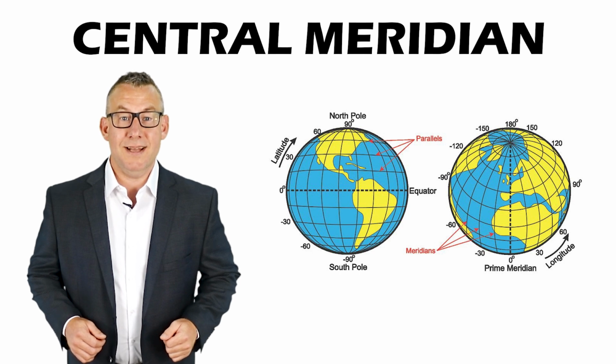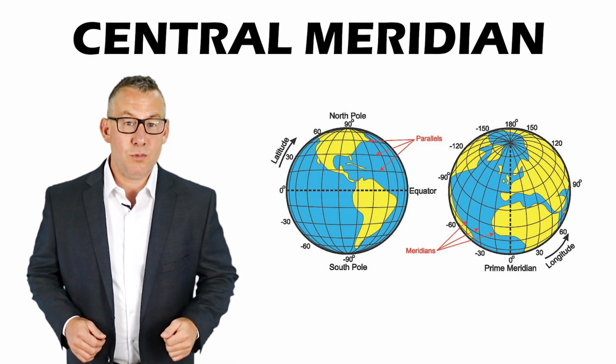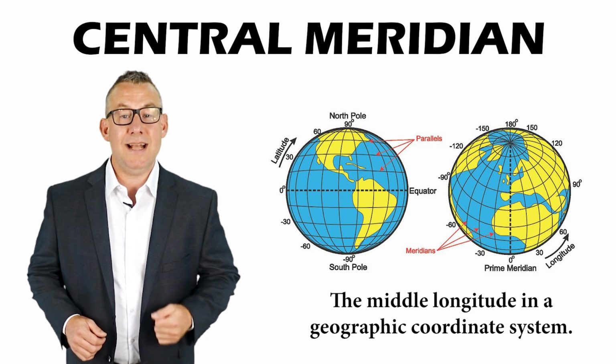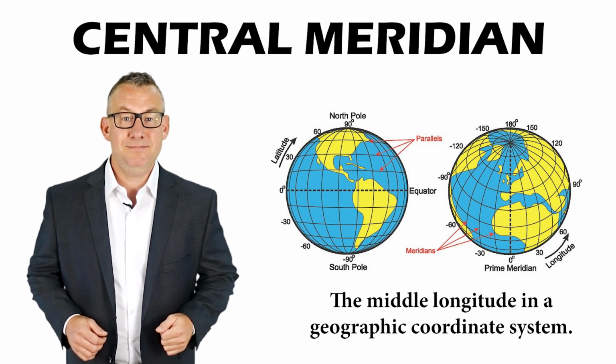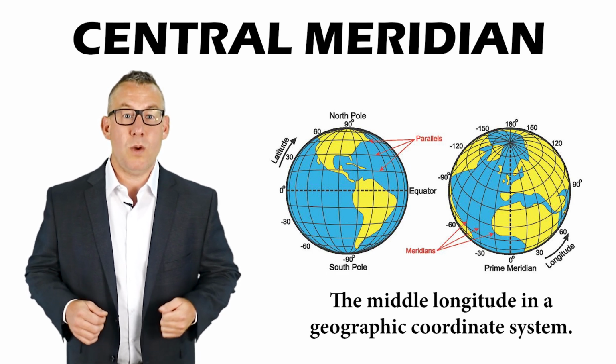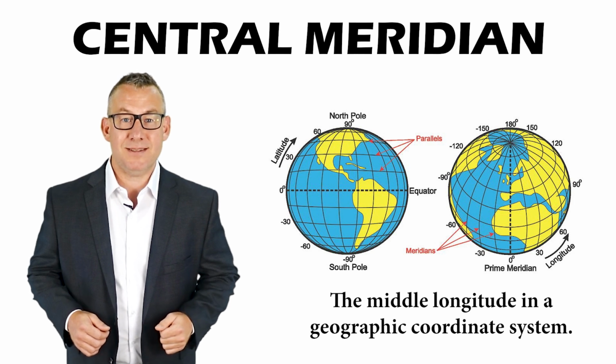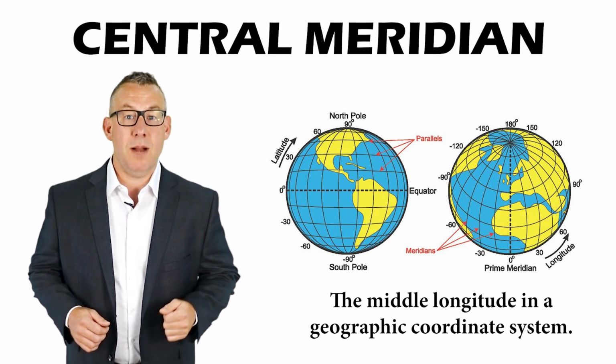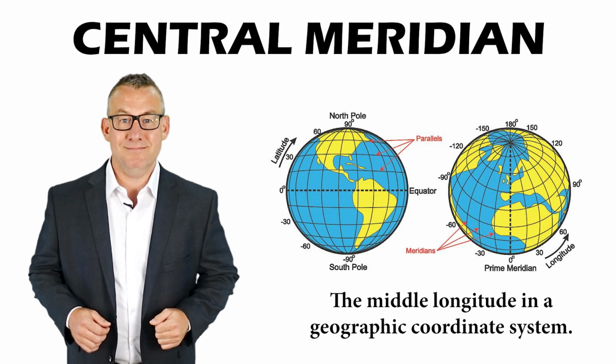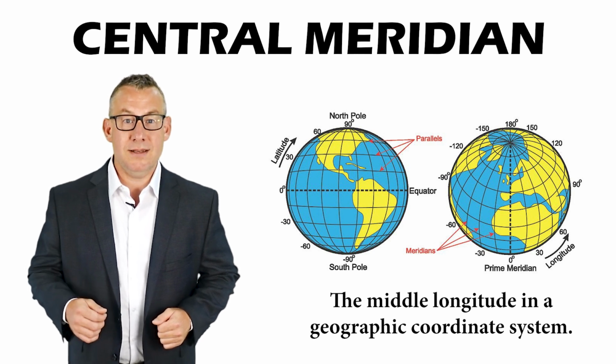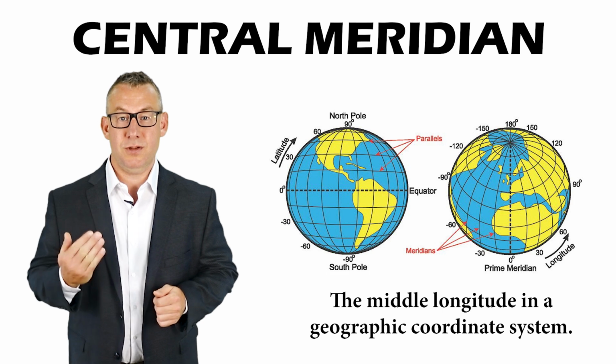A central meridian. A central meridian is the middle longitude in a geographic coordinate system. It divides the east to west extent of the mapped area in half. It is often the prime meridian, but does not have to be. The central meridian can be any line of longitude.